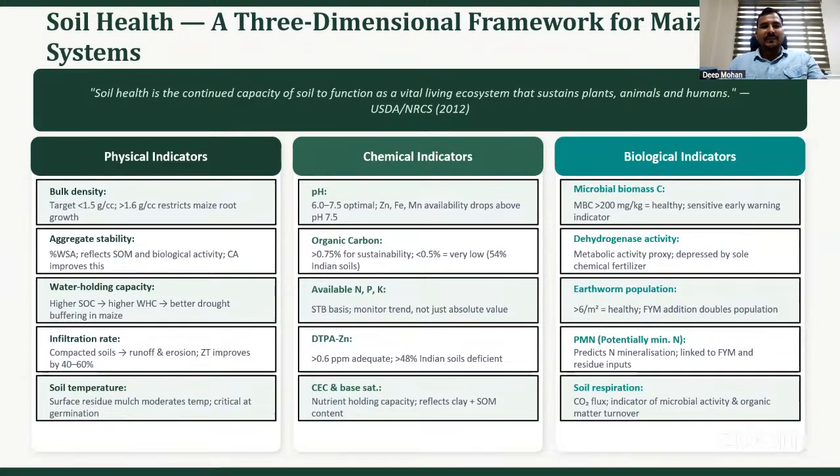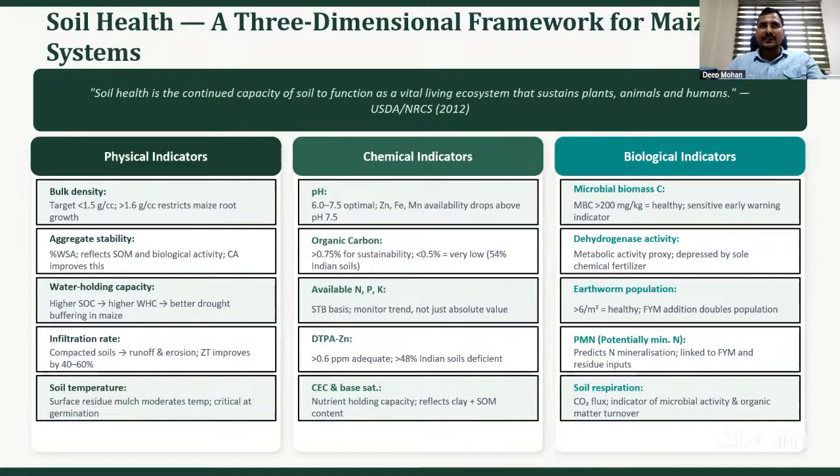And if you see the chemical indicators: pH, organic carbon, available nutrients, CEC. The optimal pH for maize is 6 to 7.5, and above 7.5, the availability of all the micronutrients, zinc, iron, magnesium, is going to drop. Organic carbon should be more than 0.75% for soil to be considered healthy.